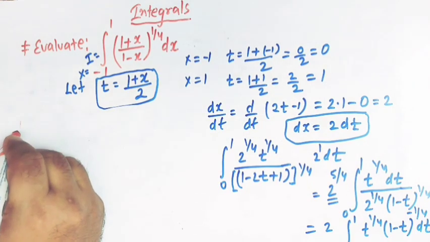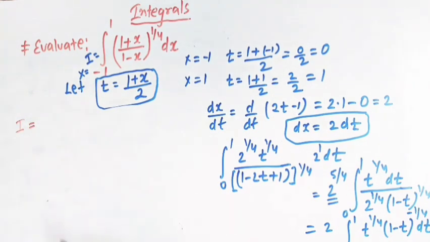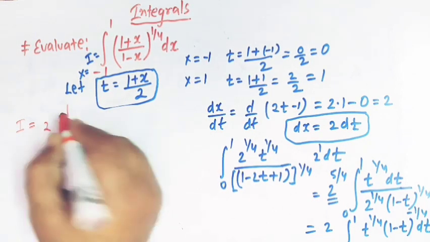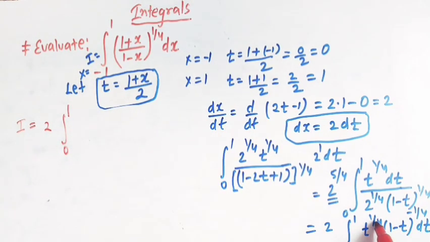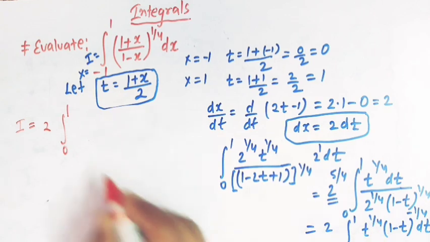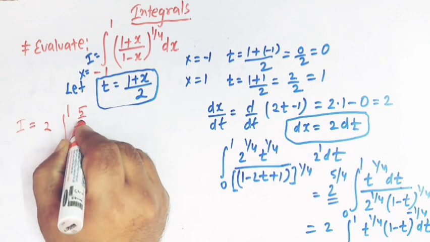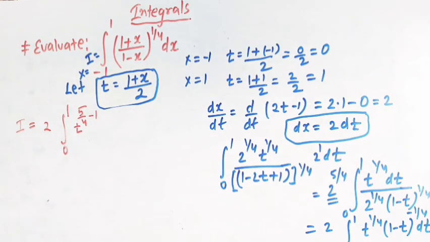So now we have I is equal to 2, integral from 0 to 1, and here we have t raised to 1 by 4. The t raised to 1 by 4 can be written as t raised to 5 by 4 minus 1.